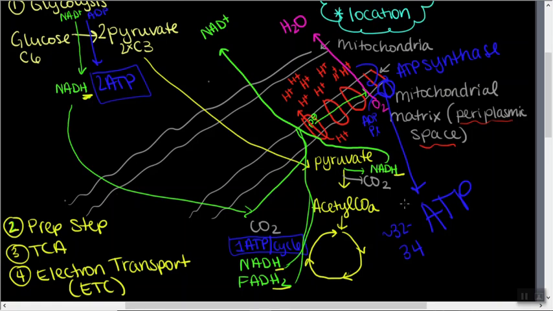Electron transport has the highest amount of ATP. TCA is low. The prep step is the lowest. It doesn't make any ATP. So glucose, TCA in the middle there. And then you can see where everything is made. So I hope that's a little bit clearer.